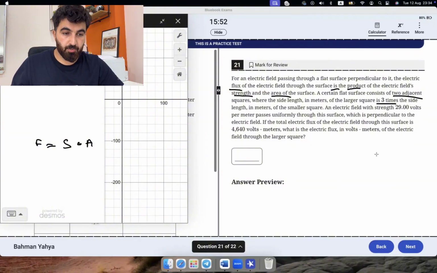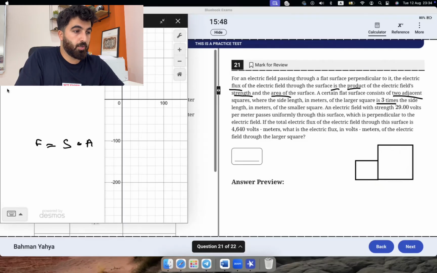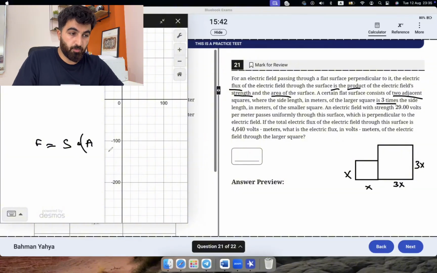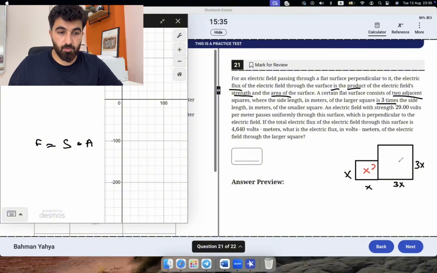Let's just sketch this one. This is one. This is the other one. So if its side length is x, its side length will be 3 times greater. Because in the formula we have area, let's go to area. The area of the smaller one is x squared, area of the large one is 9x squared, right? So we are given that the strength is 29.